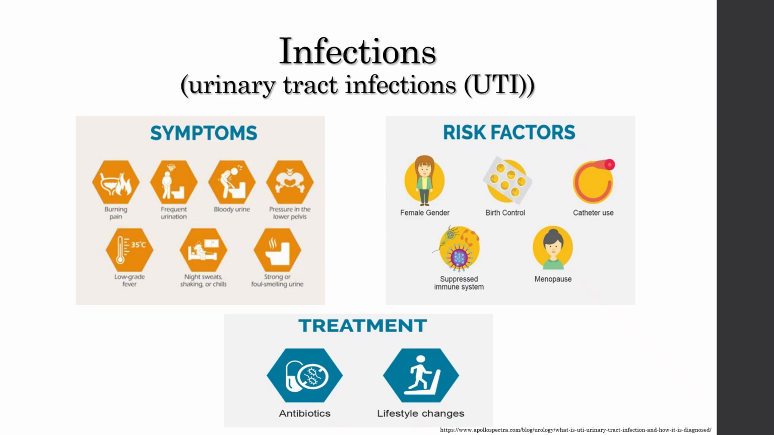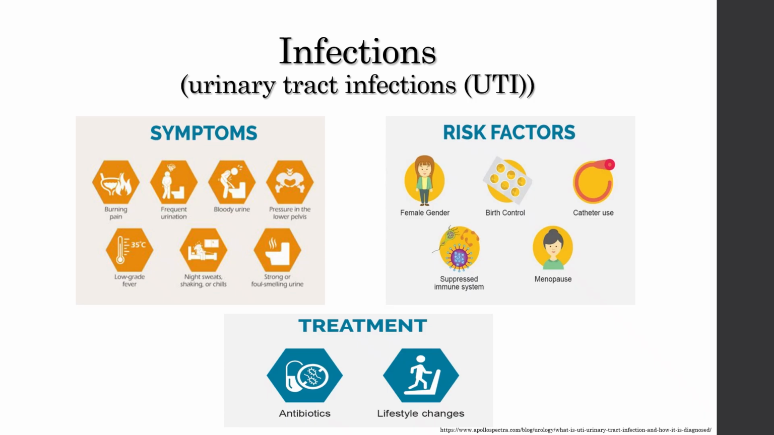Common symptoms include burning with urination, which is dysuria, urinary frequency and urgency, cloudy or foul-smelling urine, hematuria, pelvic pressure or discomfort, and fever or chills, especially if the kidneys are involved. If someone has back or flank pain plus fever, think this may no longer be cystitis.